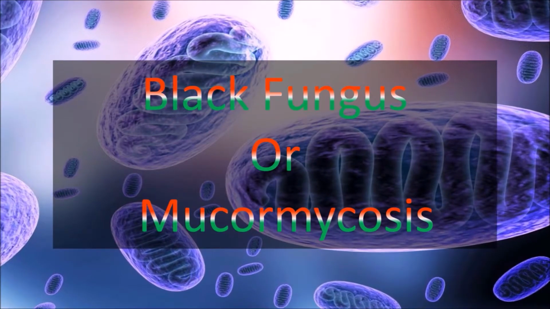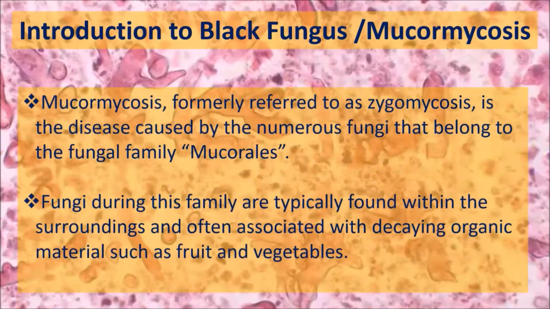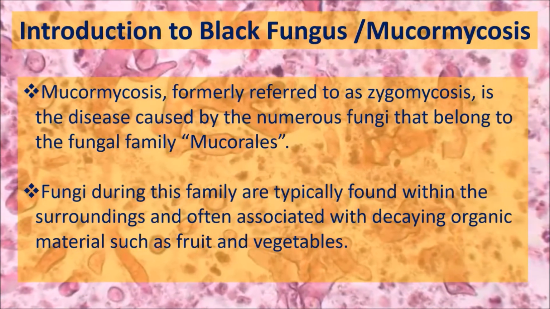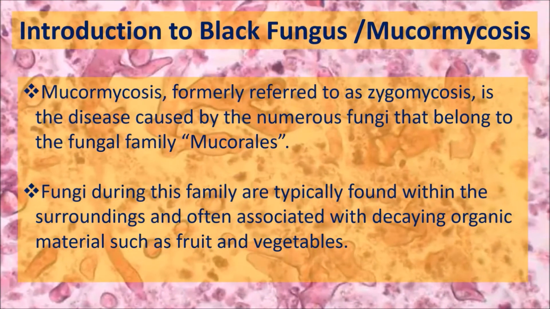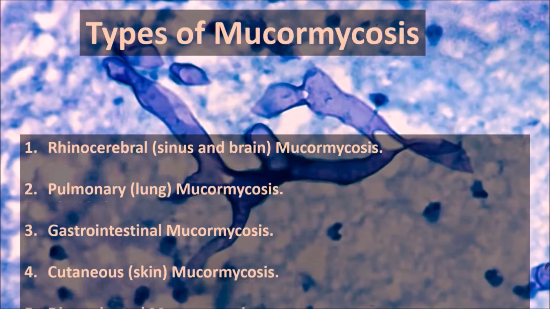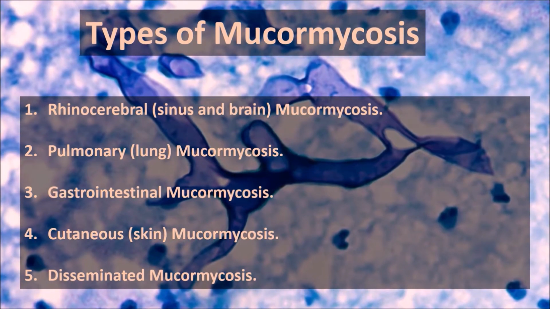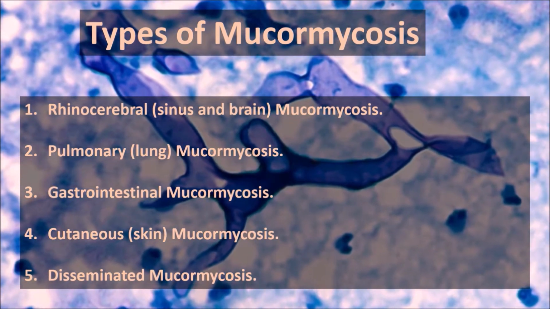Black fungus or mucormycosis. Introduction to mucormycosis. Mucormycosis, formerly referred to as zygomycosis, is the disease caused by the numerous fungi that belong to the fungal family Mucorales. Fungi in this family are typically found in the surroundings and often associated with decaying organic material such as fruit and vegetables. Types of mucormycosis are rhinocerebral mucormycosis, pulmonary mucormycosis, gastrointestinal mucormycosis, cutaneous mucormycosis, and disseminated mucormycosis.